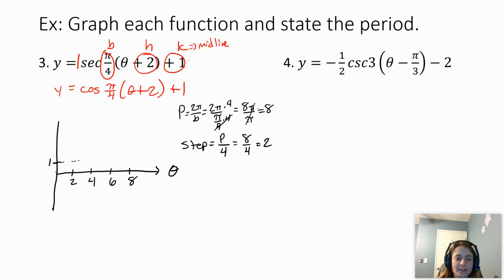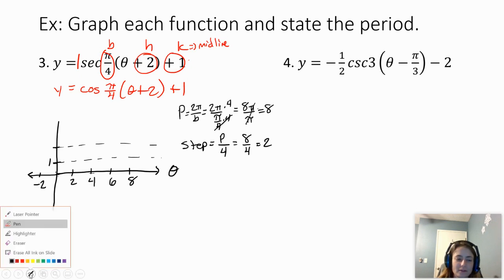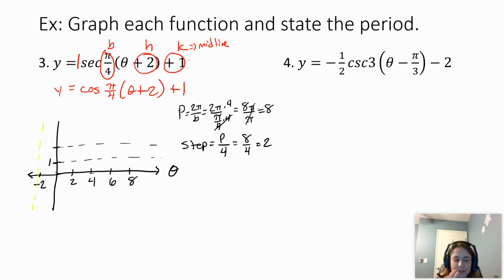So our midline is at 1. Our amplitude is still 1, so we go up 1 and down 1. And finally, our horizontal shift is positive 2, so that means we're going to move to the left by 2. So this is our new starting point. We're moving everything to the left by 2.